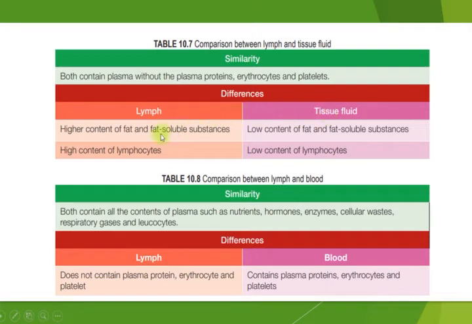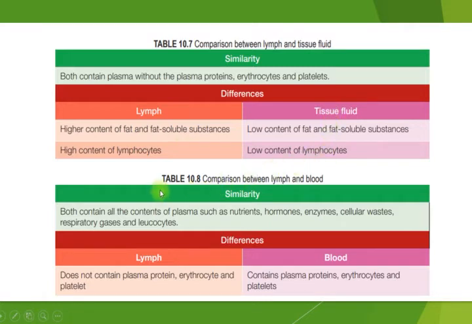Basically, what is the difference? The lymph contains higher fat, while the tissue fluid contains lower fat. The lymph has a higher lymphocyte content, and the tissue fluid has a lower content of lymphocytes.